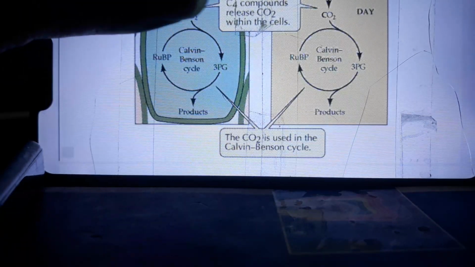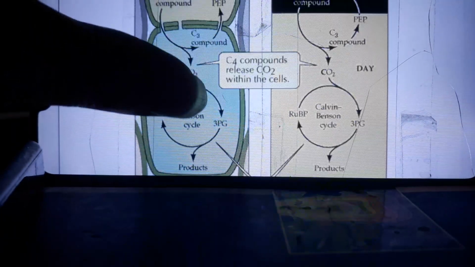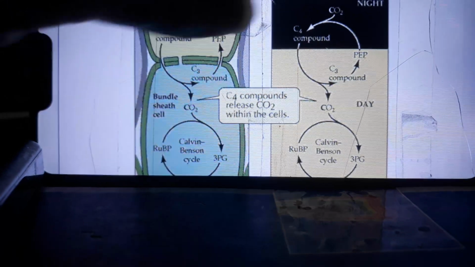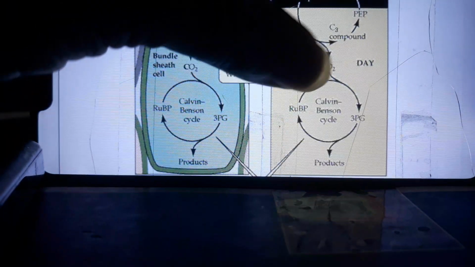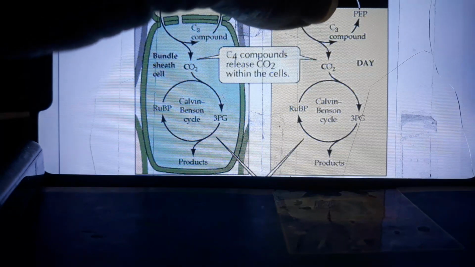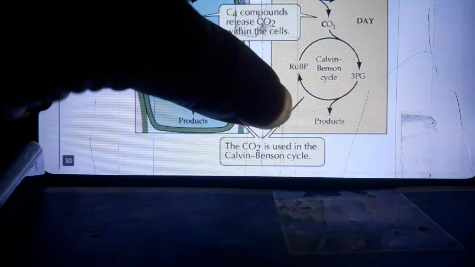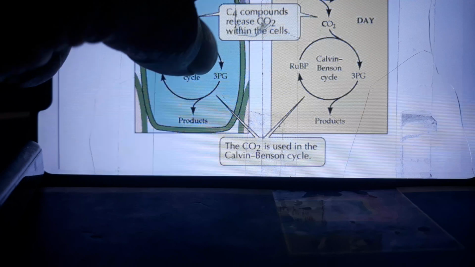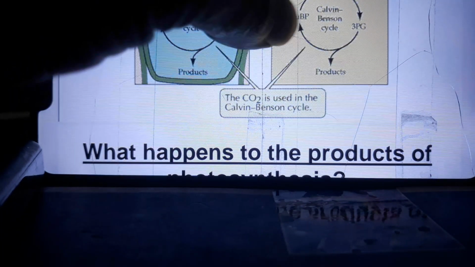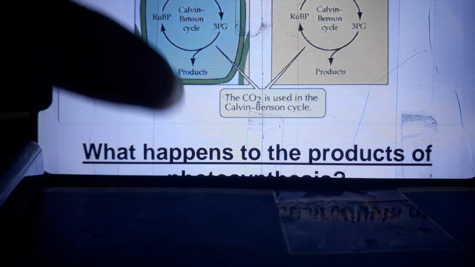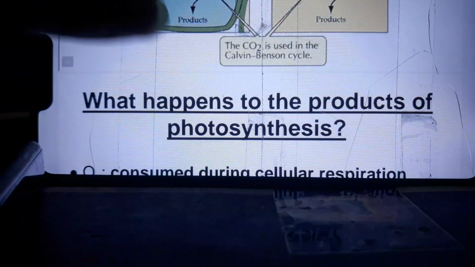And this is the Calvin-Benson cycle, right? Here at night, the carbon dioxide is going to change to a C4 compound, which then releases CO2 during the day. The C4 compounds release carbon dioxide within the cells, and then you have the Calvin-Benson cycle. You have RuBP and 3-PGA as products. The carbon dioxide is used in the Calvin-Benson cycle.